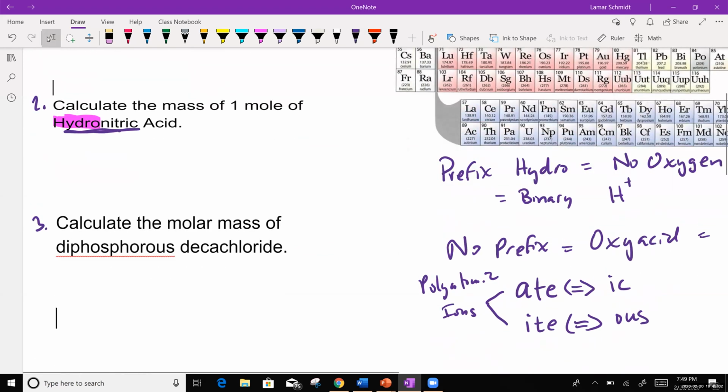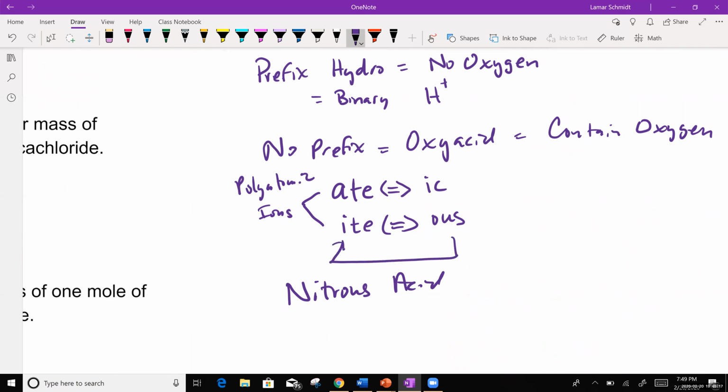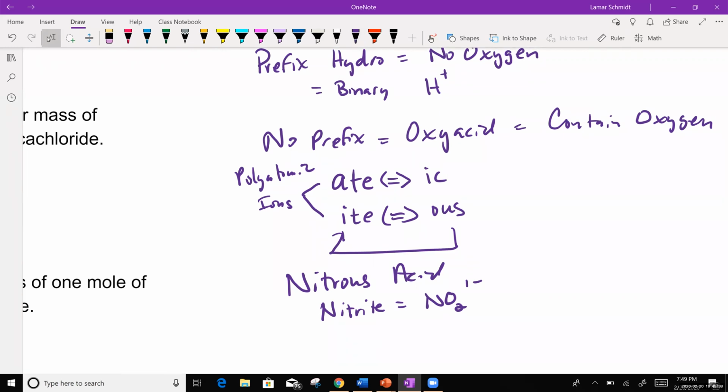We have nitrous acid. Notice it's nitrous. So what is the polyatomic ion that we're going to be looking for? Ite. We're not going to find nitrous, we're going to find nitrite. If you go to your polyatomic ion sheet, you'll see that nitrite is NO2, 1 minus. That's how we know this is nitrous acid, because us uses the ite ion.